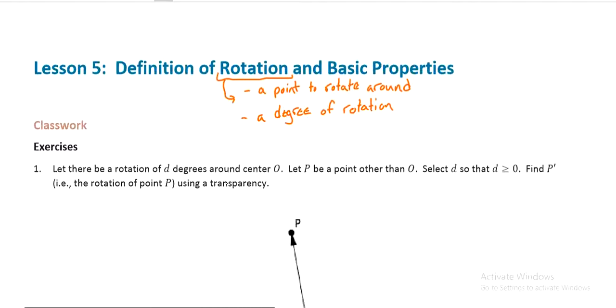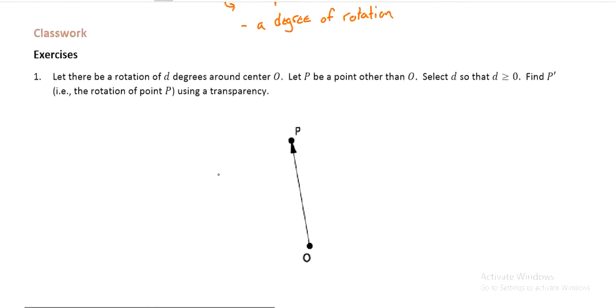All right, so let's get into it with Exercise 1. Exercise 1 says, let there be a rotation of d degrees around center O. Let P be a point other than O. Select d so that d is greater than or equal to 0. Find P prime, in other words, the rotation of point P, using a transparency. We are not going to be using a transparency today.